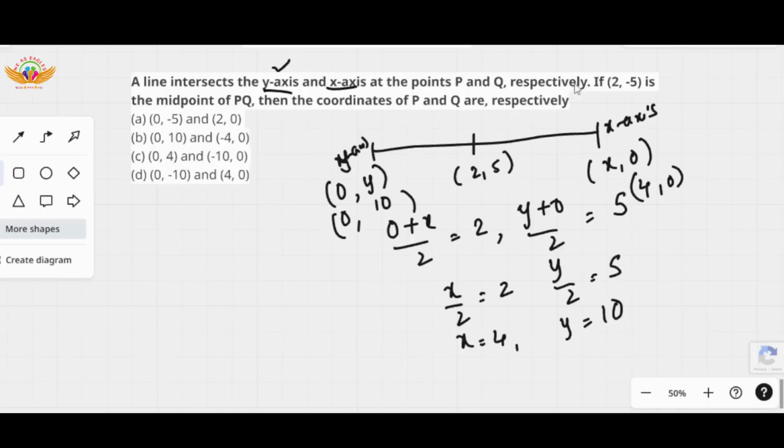Yes, see what I did, I didn't write the sign of 5. Here it is minus 2, minus 5. I just wrote plus 5. Copying the question wrong makes the entire problem wrong. So it is minus 5, so minus 10. So it is (0, minus 10) and (4, 0). That is, D is the option.